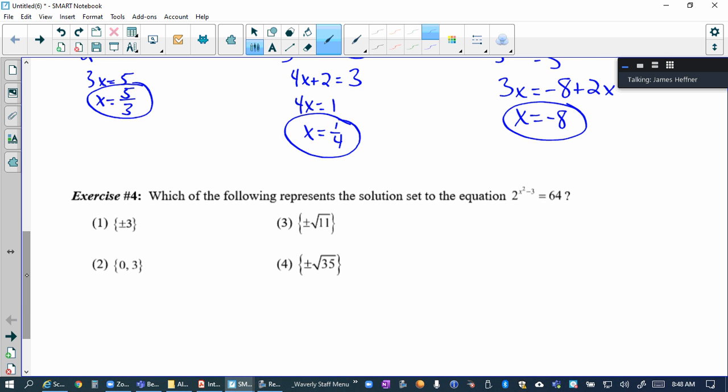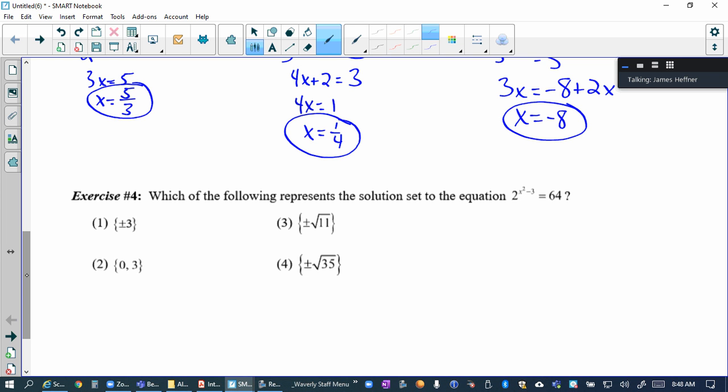Which of the following represents a solution set? Why would it be a set, I wonder? 2 to the x squared minus 3 equals 64. So in other words, what's the solution set? We have to solve that. Hey, notice there's a bunch of plus or minuses in these answers, right?